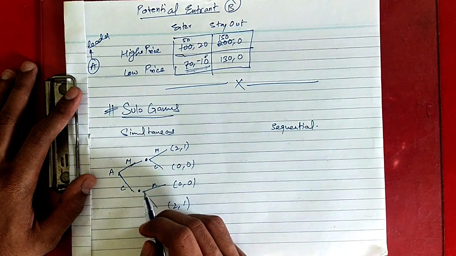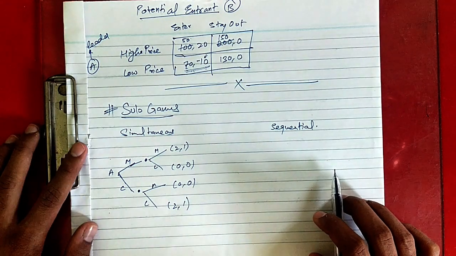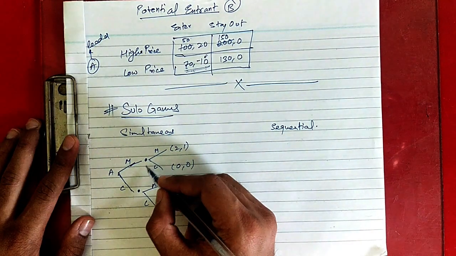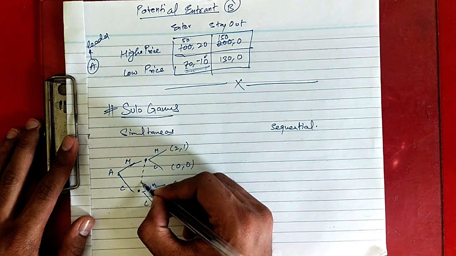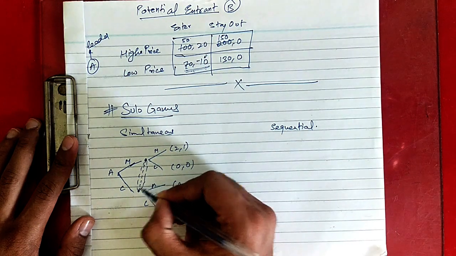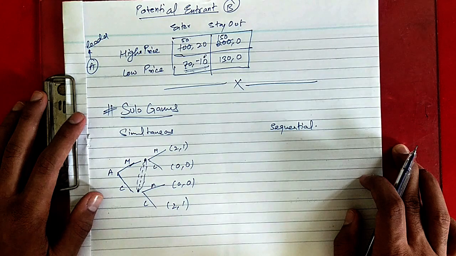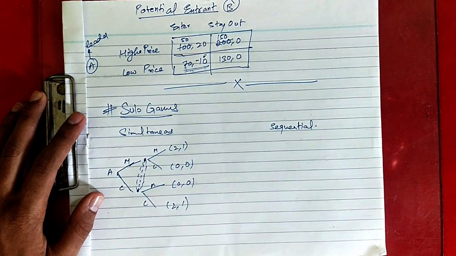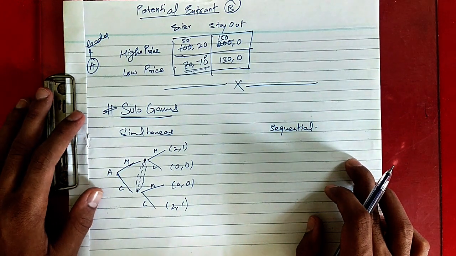But is it a simultaneous game? No, it's not a simultaneous game. As I've already told you, in a simultaneous game you have to draw one dotted line or a dotted oval. You can draw any one of them. When there is a dotted line or oval, it will be considered a simultaneous game. Otherwise it will be considered a sequential game.